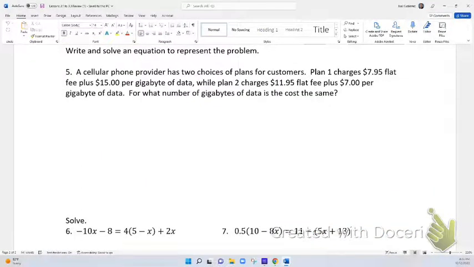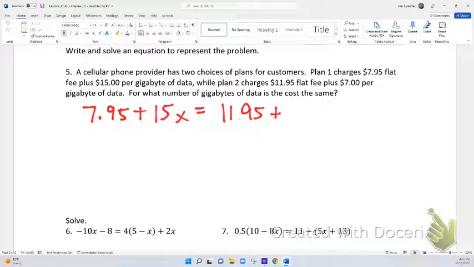All right, for question number 5, it says a cellular phone provider has 2 choices of plans for customers. Plan A charges $7.95 for a flat fee plus $15 per gigabyte of data, while Plan 2 charges $11.95 plus $7 for data. For what number of gigabytes of data is the cost the same? So for the first one, they charge $7.95 plus $15 for every gigabyte of data, whereas Plan 2 charges $11.95 plus the $7 for data.